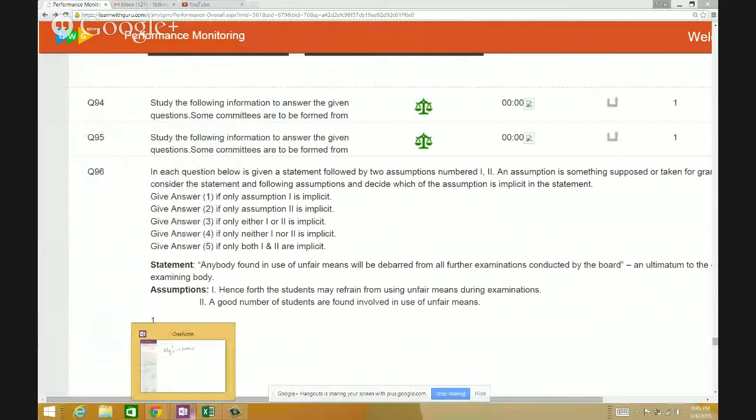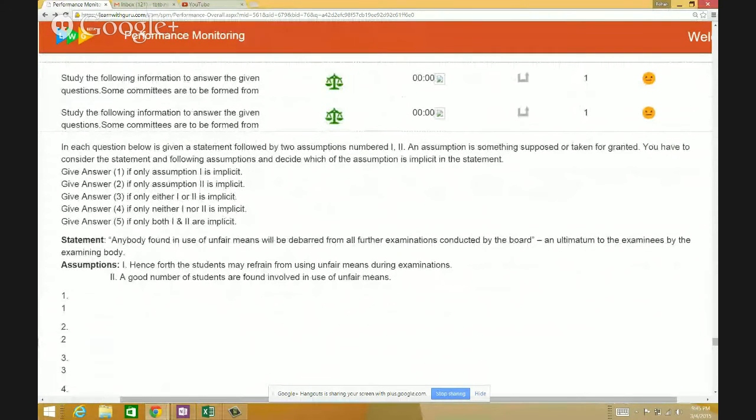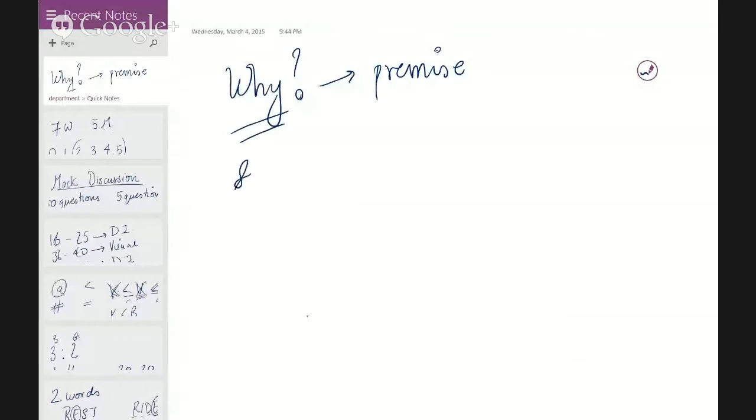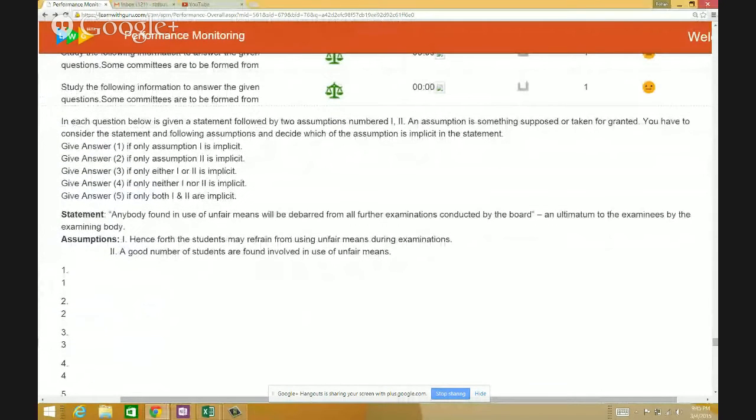I'll start. Here we have something like: anybody found in use of unfair means will be debarred from all further examinations. So why are you saying this? Why are you giving an ultimatum? Because such practices happened before. That's why I give an ultimatum. I don't give ultimatums like this in my class because all my students are very sweet. So a good number of students are found involved in unfair means, yes, that is fine.